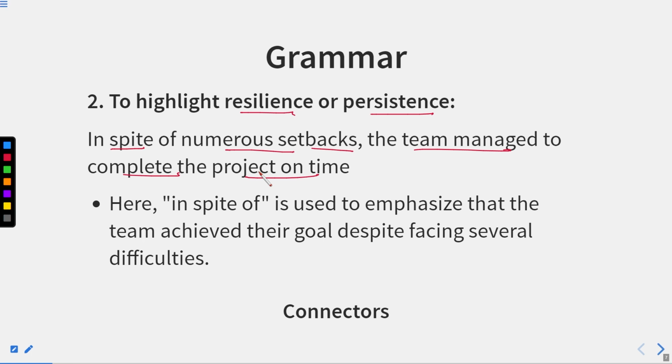In spite of is used to emphasize that the team achieved their goal despite facing several difficulties. Now let us move to the next one.